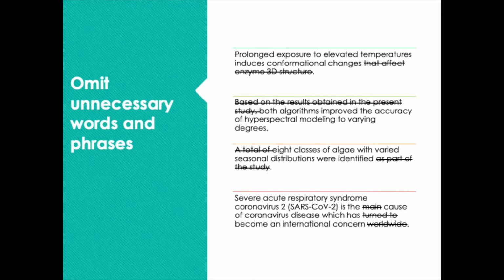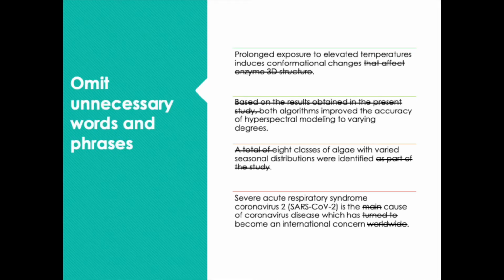The fourth example here: severe acute respiratory syndrome coronavirus 2, or SARS-CoV-2, is the main cause of coronavirus disease, which has turned to become an international concern worldwide. Well, it's the only cause of coronavirus disease, so we can take out main. And we can take out the turned to. So just say coronavirus disease has become an international concern. And we don't need worldwide either, because international and worldwide mean the same thing. So we can make this sentence 4 words shorter.